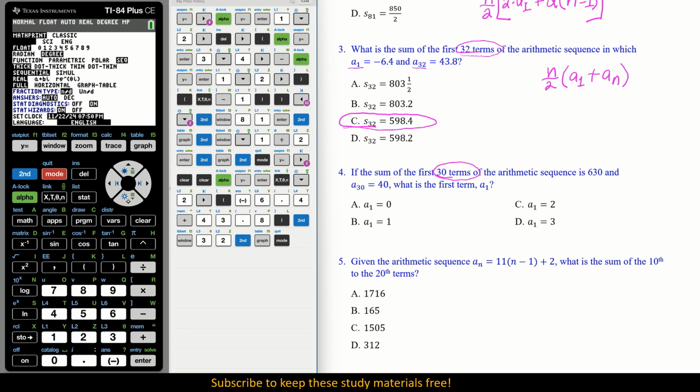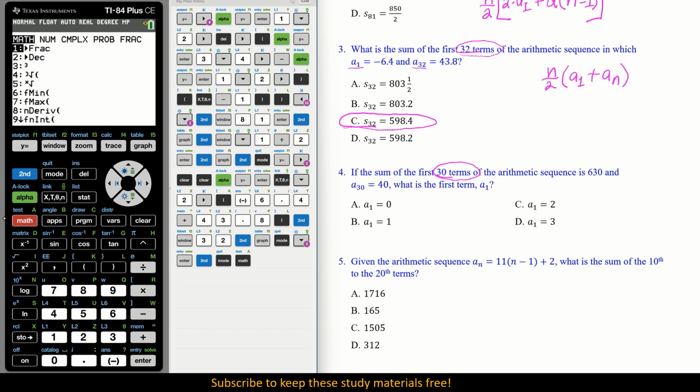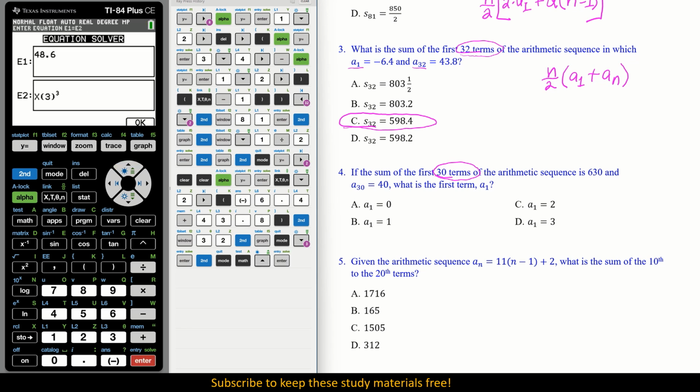So let's push mode, go back to function, highlight it, pop out. We're going to go math, arrow up, push. See, now I have something entered, but it's not what we want. Okay, so let's see, what do we want before I clear things out? Well, this is what we have. We have S of n equals n over 2. And we don't know what a sub 1 is, but we do know that it's added to 40. But wait a second.